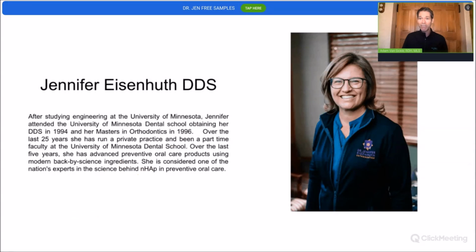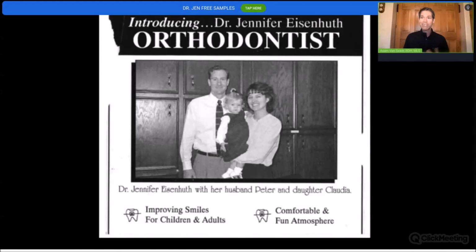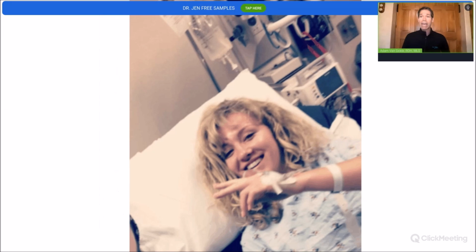She didn't always have the goal of making toothpaste, but it was her daughter, Claudia, here that she's holding in this picture from 1996 that really was the inspiration for their brand. They had a life event. Claudia got sick. She contracted a severe gut bacterial infection called C. diff, and she was hospitalized for 3 days at the Mayo Clinic.